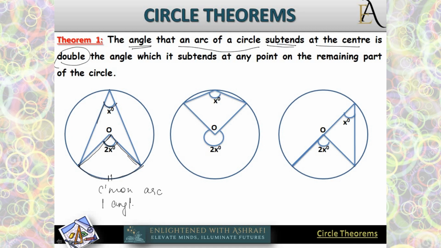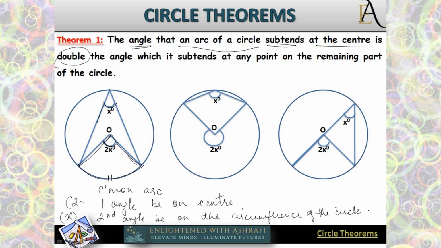One angle has to be at the center, and the other angle should be on the circumference of the circle. Getting it? So if this is x degrees, then this is going to be 2x degrees. So our first condition: common arc, center, and circumference. If this is x, this is going to be 2x.